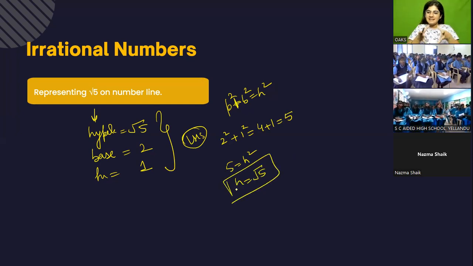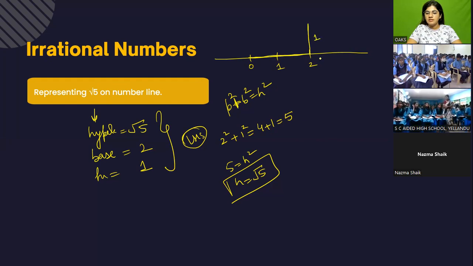Now it is as easy as it is. You just have to put 2 units on the base like this. If this is 0, this is 1, this is 2. Now this will be our base up to 2 units. Now on this, we will have a perpendicular distance of 1 unit. Okay. Now when we join, this is B point, this is O point, and this is A point. Now when we join OB, we get root 5 as hypotenuse.